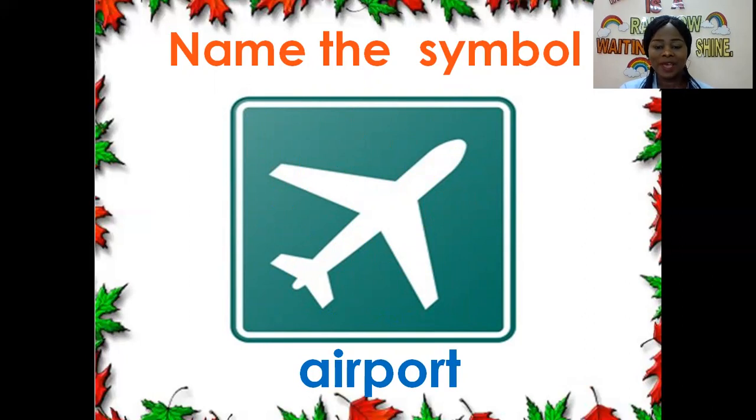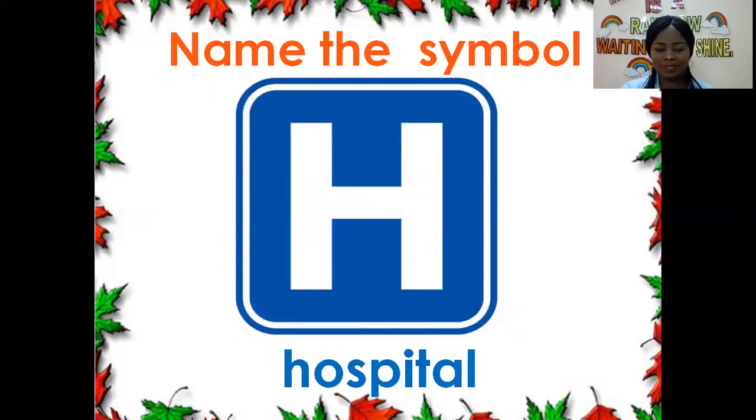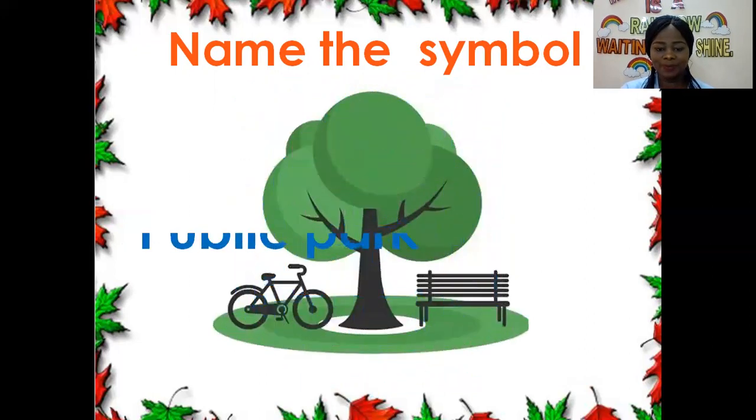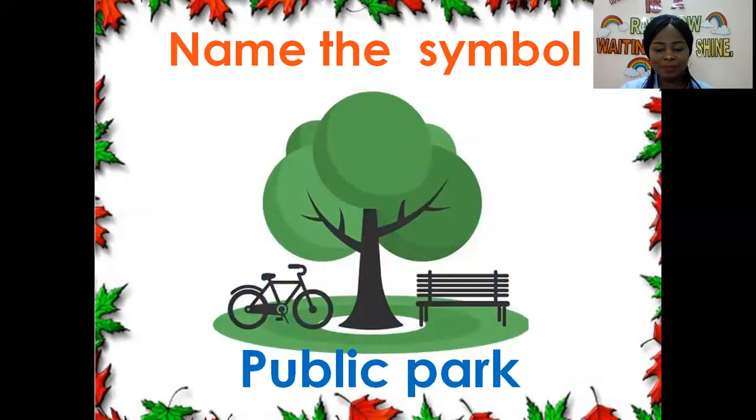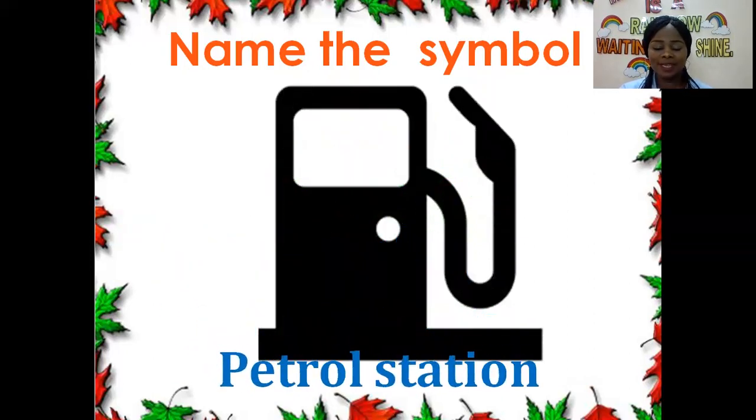It represents airport. Good job. How about this symbol? Letter H. What does it represent? It represents hospital. Here in Qatar, it represents hospital. And how about this symbol? A public park. Well done. And how about this symbol? It represents a fuel station or a petrol station.